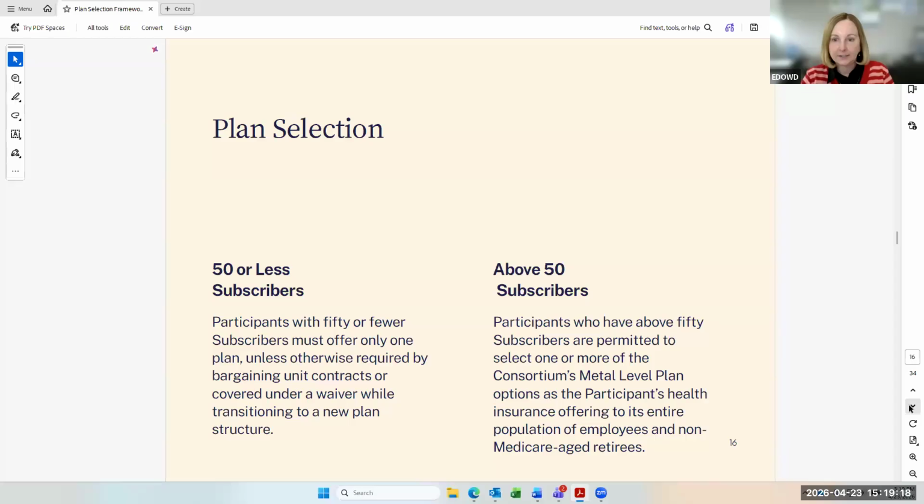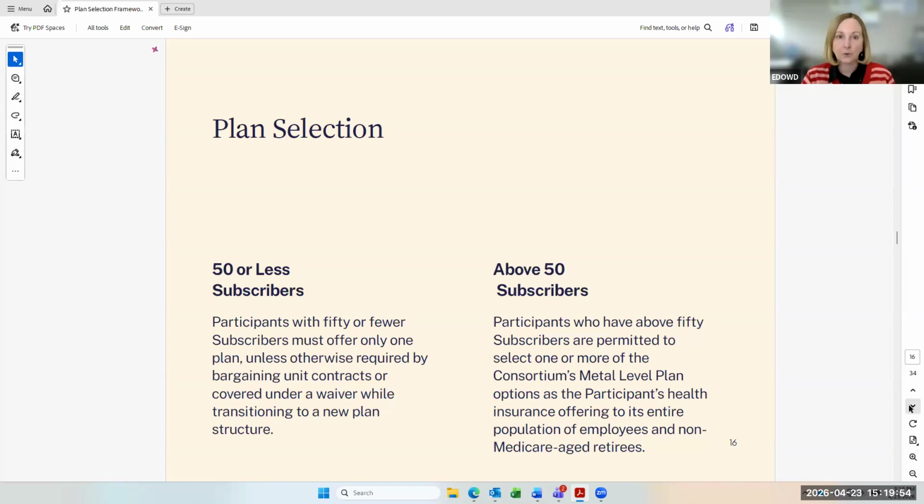So we had to articulate some of these things within our policy. And although our requirements around plan selection haven't really changed that much, we have articulated it in more detail so municipalities understand when they're making changes where we'd like you to land. So the first part, we're talking here just about actives. If you're a member municipality with 50 or less subscribers, we are asking you to pick one plan.